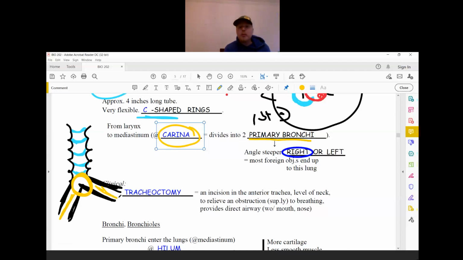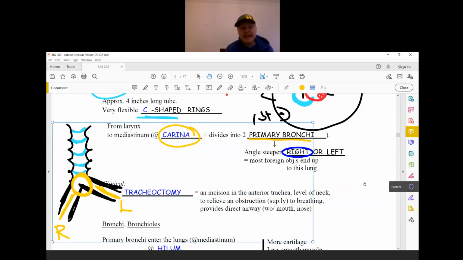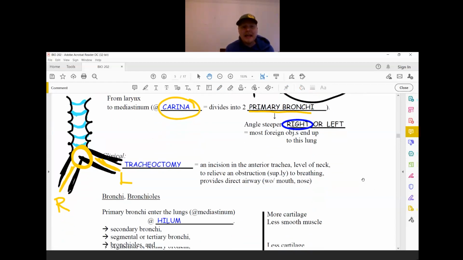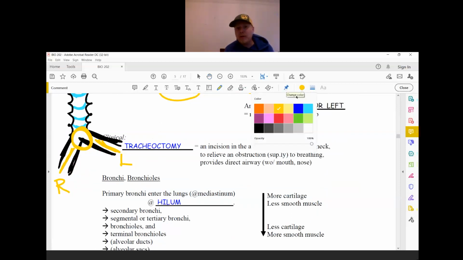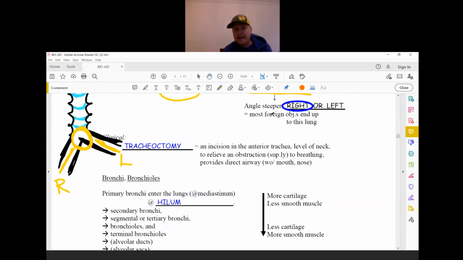The other thing to notice with our primary bronchi is that the right one comes down at a steeper angle than the left one. This explains why, especially with infants who tend to put everything and anything they find into their mouth, most foreign objects end up in the right lung because of this steeper angle. So that's the explanation for why we look at that.